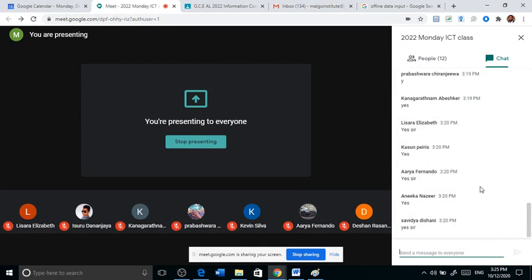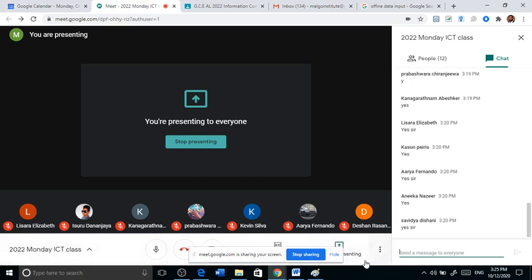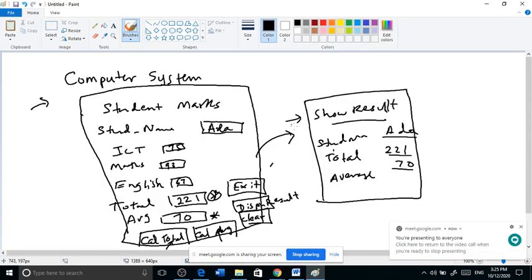Right, so we said there are three methods to gather the data. What are the methods? Manual method, semi-automated and automated. Now I am asking, here I have explained a system. In this system, what kind of methods have you used to capture the data, to gather the data?